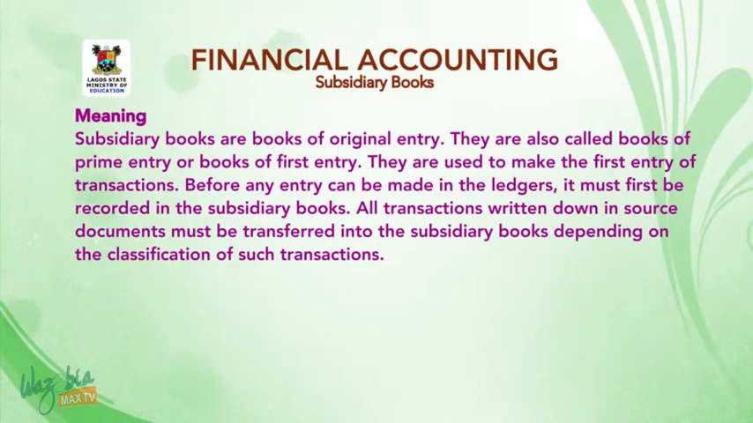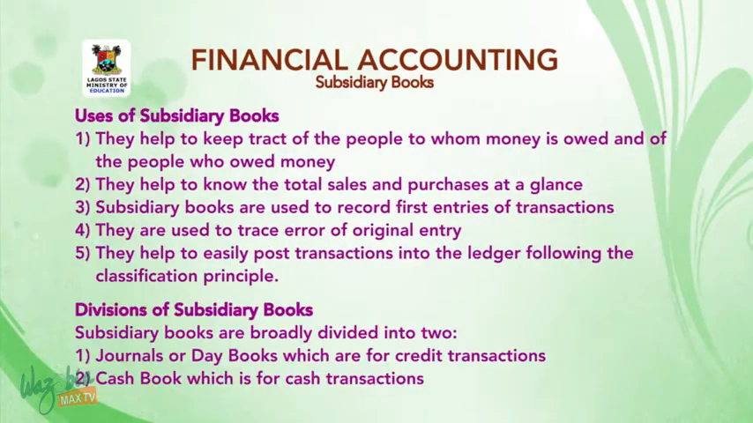Meaning. Subsidiary books are books of original entry. They are also called books of prime entry or books of first entry. They are used to make the first entry of transactions. Before any entry can be made in the ledger, it must first be recorded in the subsidiary books. All transactions written down in source documents must be transferred into the subsidiary books depending on the classification of such transactions.